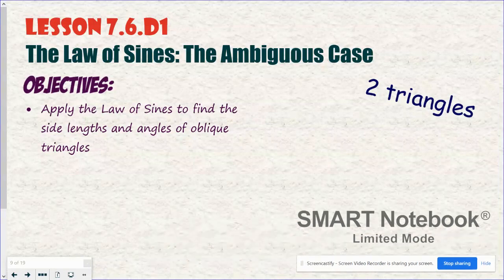In this episode, we're going to look at the law of sines, specifically the ambiguous case of the law of sines. And so this one is all about two triangles. So, what does that mean?